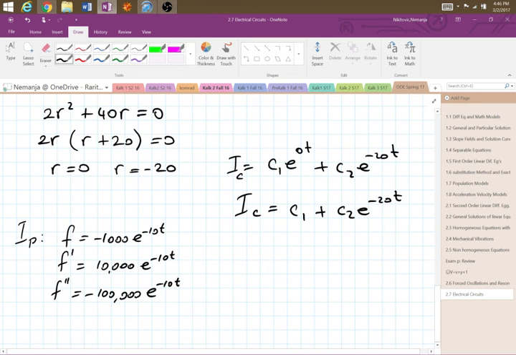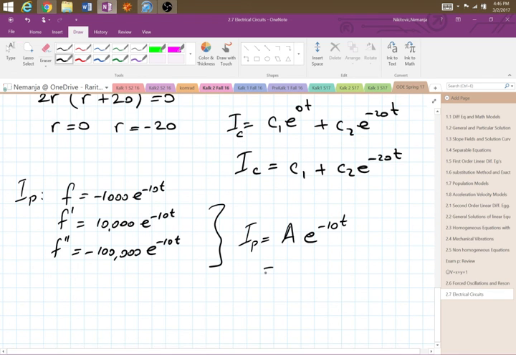So I get that the solution here, I_p, is equal to some a e to the negative 10t. That's all I have. And I know its derivatives: negative 10a e to the negative 10t, and the second derivative, positive 100a e to the negative 10t.